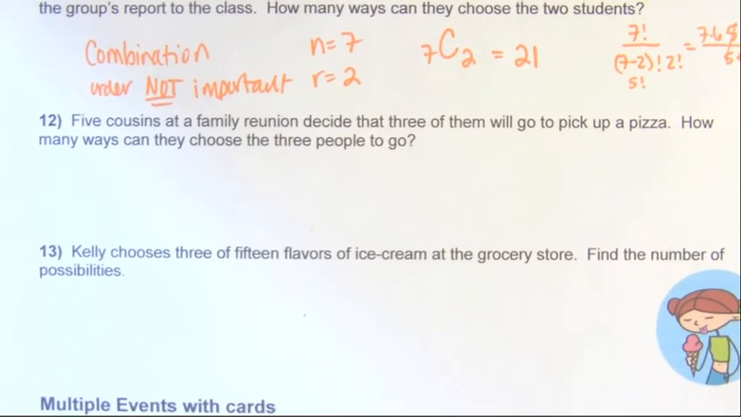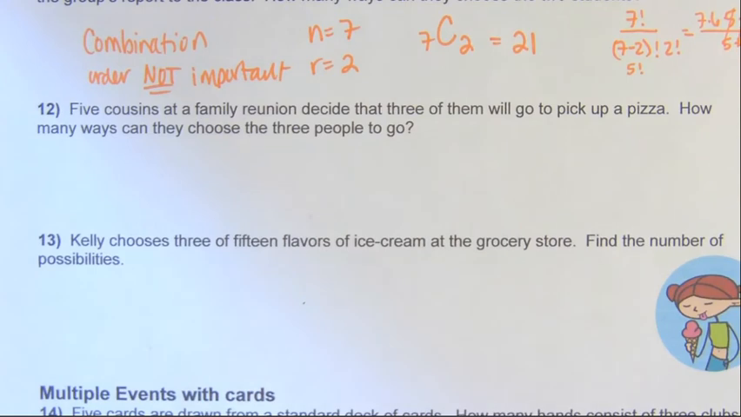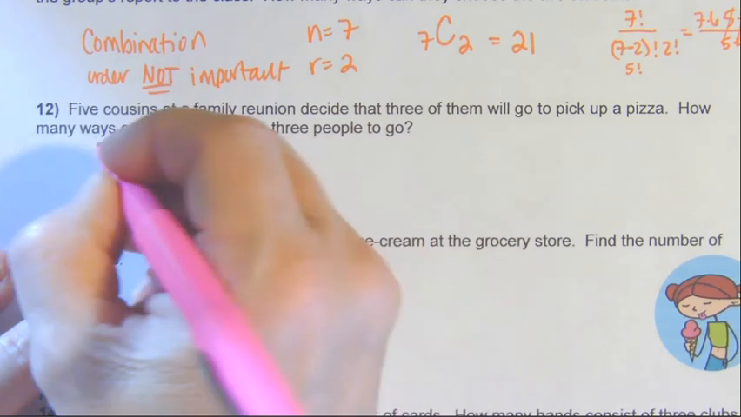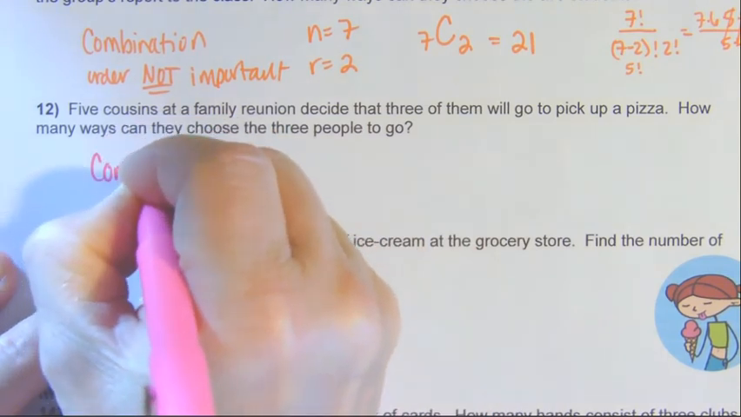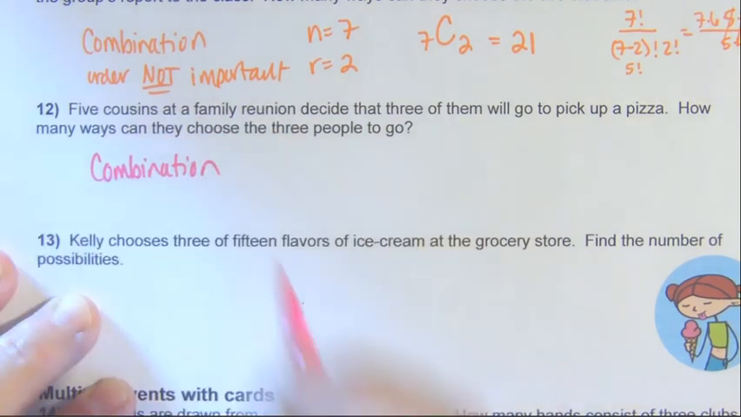Okay, take a look at the next one. 5 cousins at a family reunion decide that 3 are going to get in a car and go pick up pizza. So, no family reunions right now. How many ways can they choose 3 people to go? So again, order's not important. This is a combination because the order's not important.